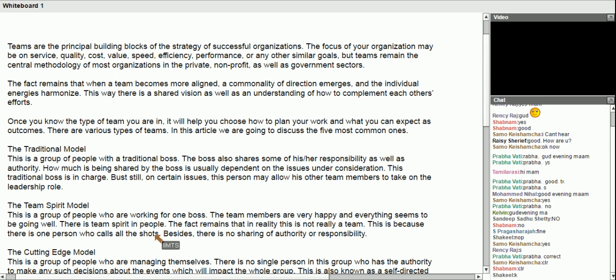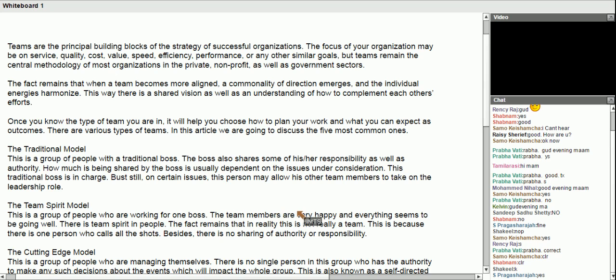Okay. The team spirit model. This is a group of people who are working for one boss. The team members are very happy and everything seems to be going well. There is a team spirit in people. Team spirit means that we are part of this team. The fact remains that in reality, this is not really a team. This is because there is one person who calls all the shots. Besides, there is no sharing of authority or responsibility.